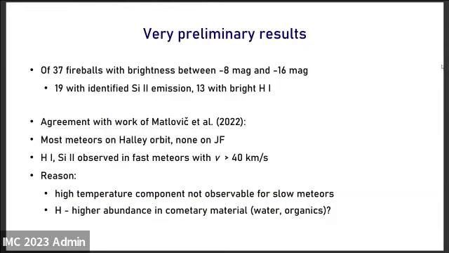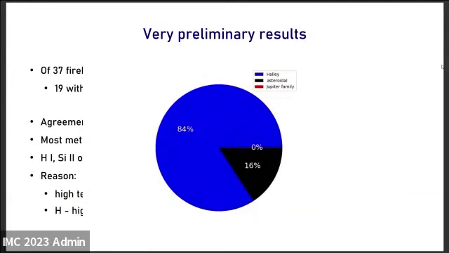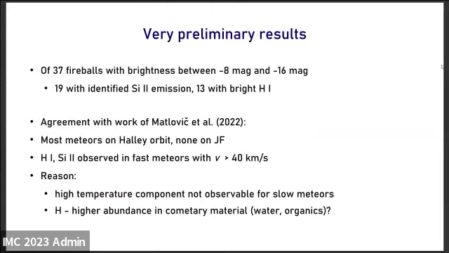So why is that? Does it mean that it's a high temperature component, so you can't see it in slow meteors, or is there a higher abundance of hydrogen among Halley-type orbits? Well, most likely the first scenario. On the pie chart you can see, you can trust me, no Jupiter family member, but it's small number statistics.